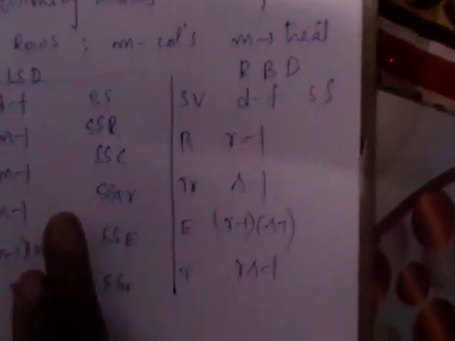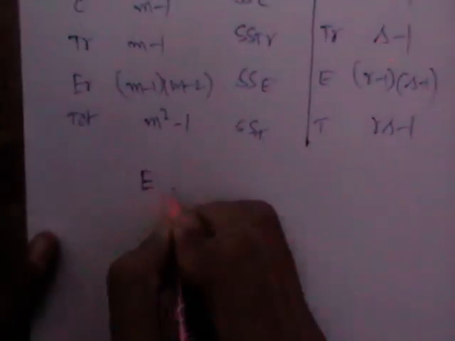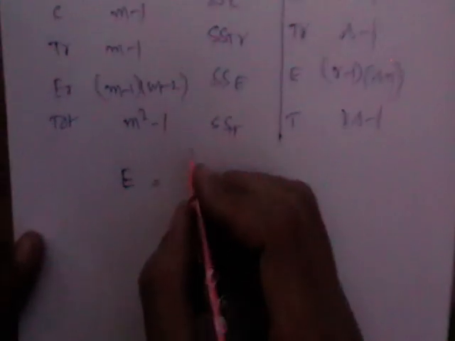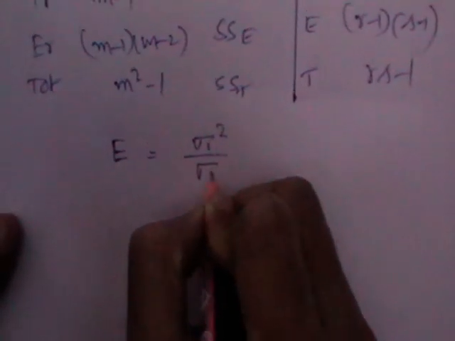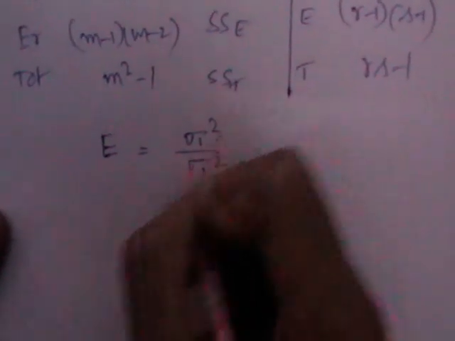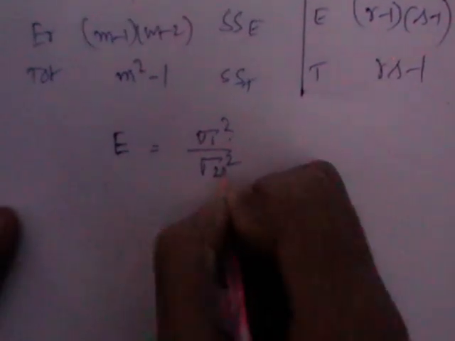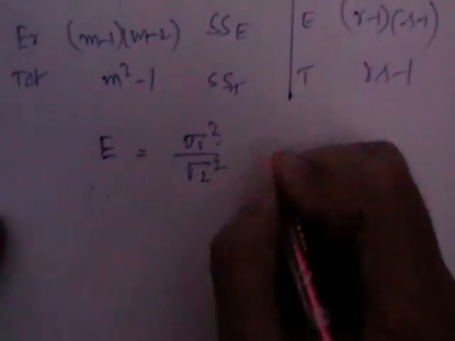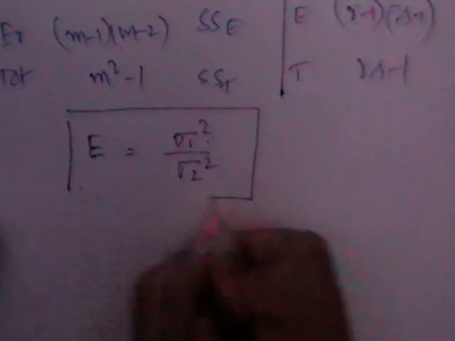If you want to find out the efficiency of LSD over RBD, we define the variance efficiency as sigma 1 square by sigma 2 square, where sigma 2 square is the variance or mean square error of the second design and sigma 1 square is that of the first design. You know the definition for efficiency.